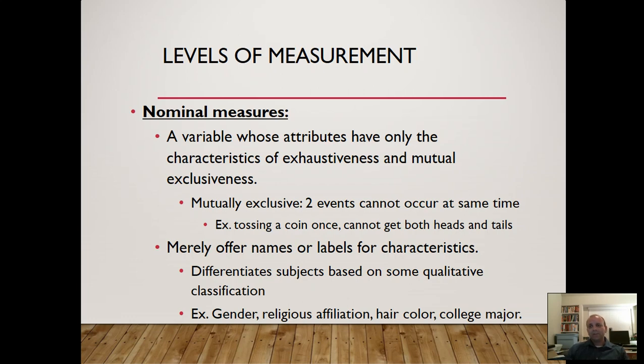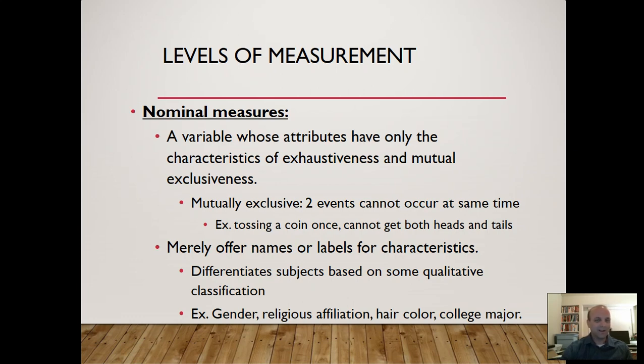So mutually exclusive means two events cannot occur at the same time. If you're flipping a quarter, it can either be heads or tails, right? You can't have heads and tails at the same time. So in nominal measures, if you ask somebody, do you like your boss, they give you a yes or no type of response. It can't be yes and no at the same time, not at a nominal level of measure, but there are other levels of measure that can get towards that.